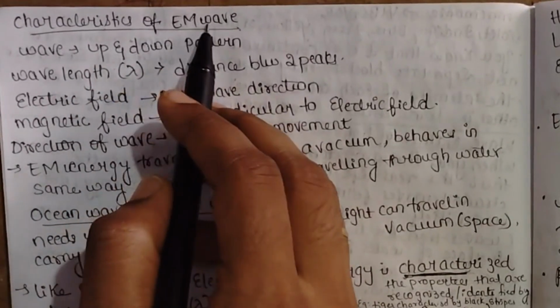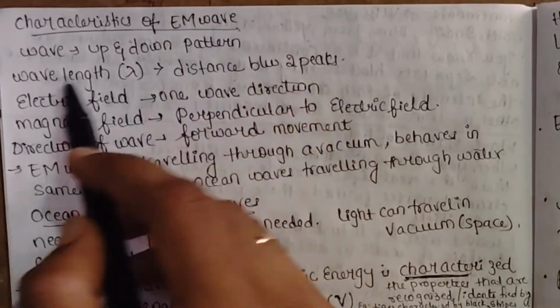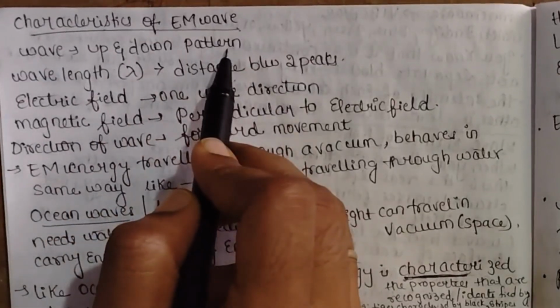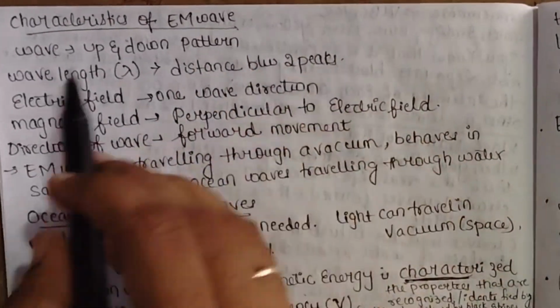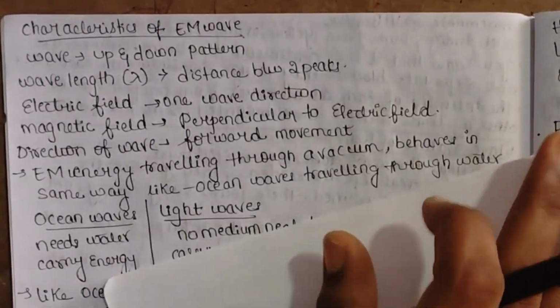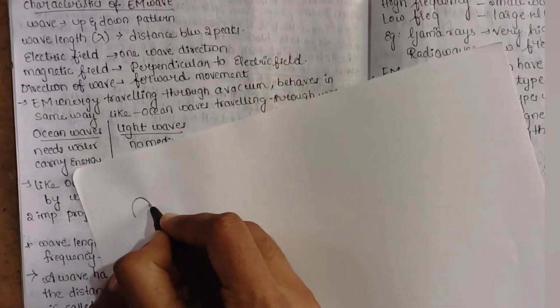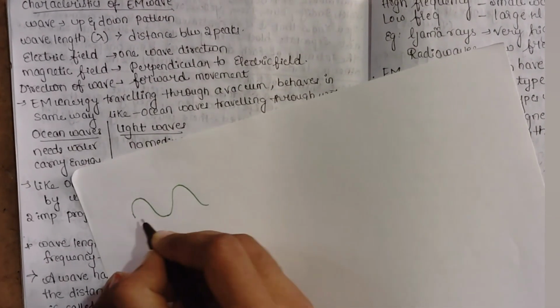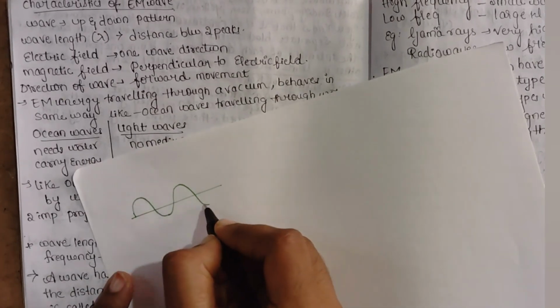What are the characteristics of an electromagnetic wave? The wave has an up and down pattern. We know that it moves up and down. Wavelength is the distance between two peaks. Suppose this is the wave. The up and down motion is the wave.